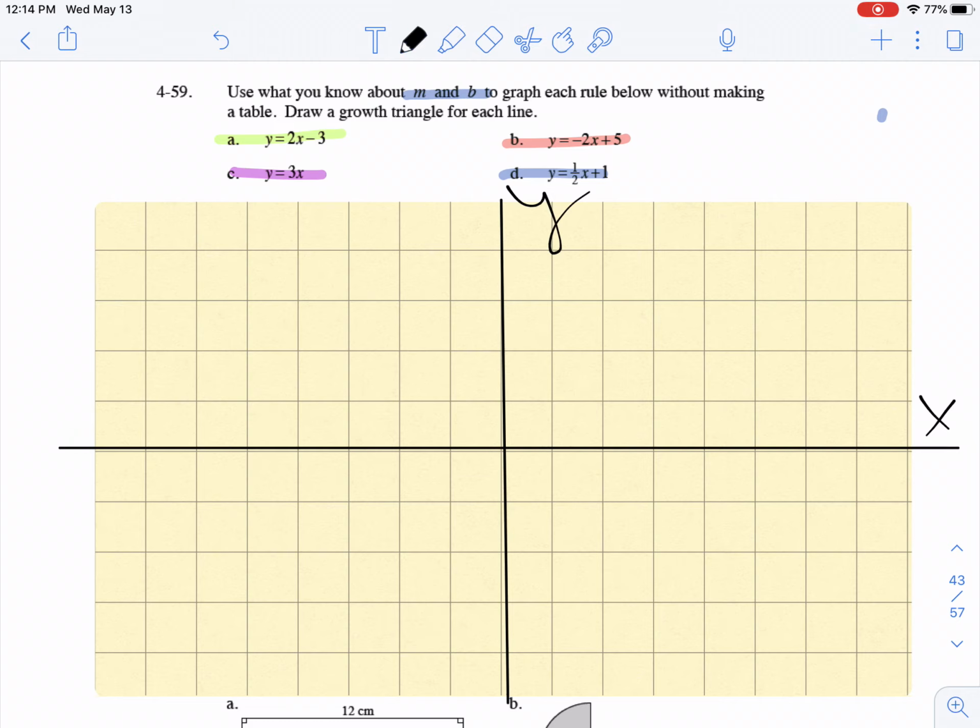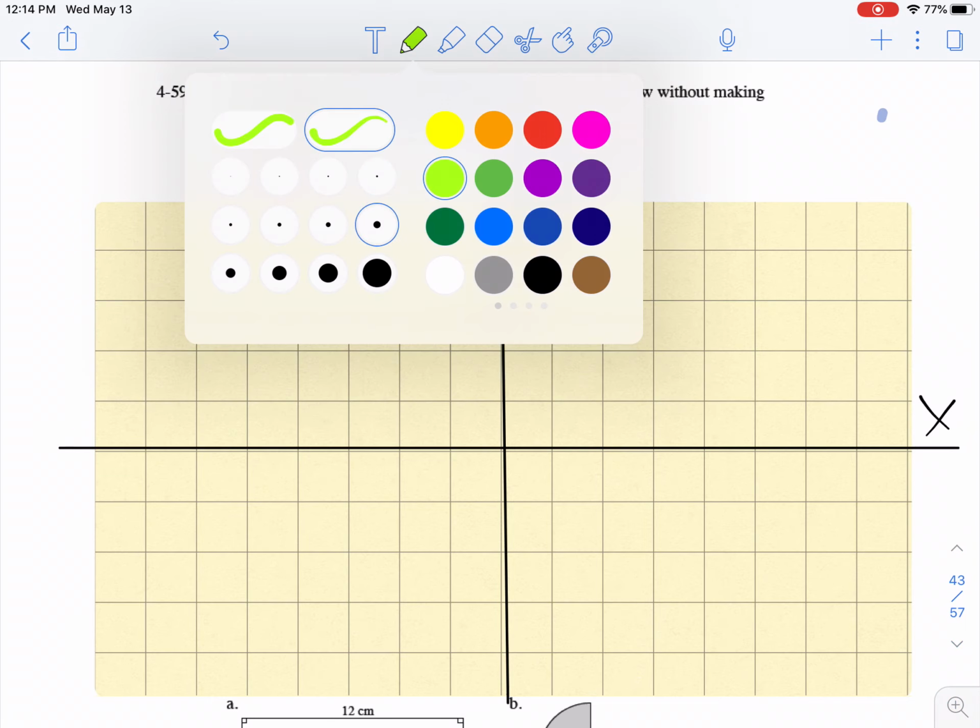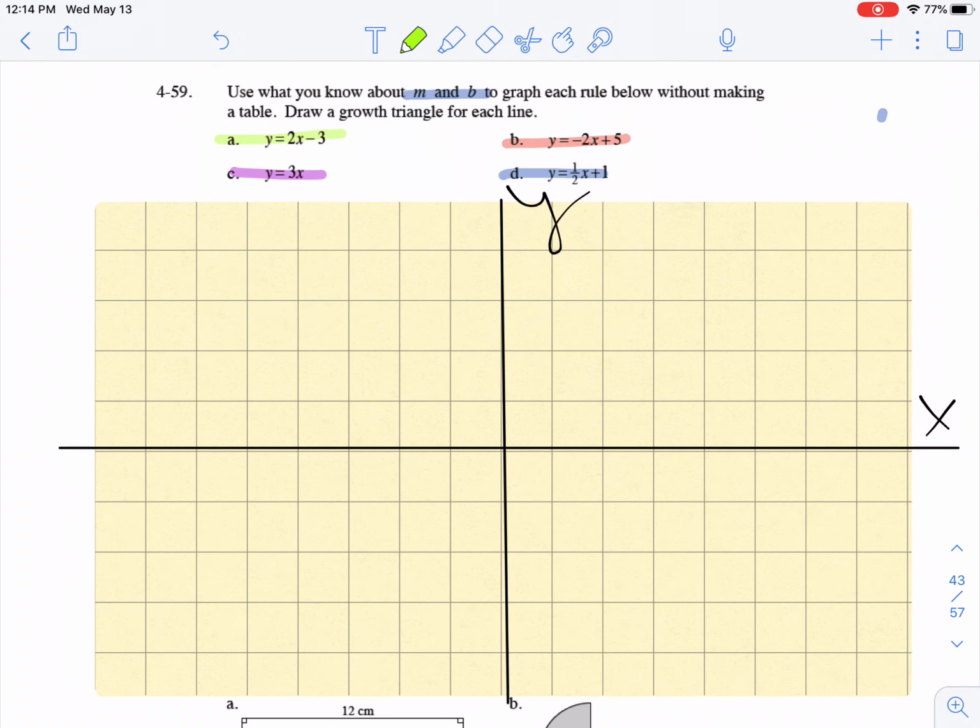So I color coded these lines. The first one's going to be in green. And we should know that -3 is the y-intercept. So down here at -3 on the y-axis is my first point. And then 2x means that my slope is 2 over 1, and it's positive. So I'm going to go up 2, right 1 from the point I plotted. So up 2, right 1 puts me there, and then I'm going to continue that same pattern.